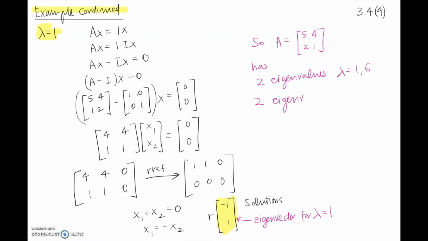You can't have an eigenvalue without an eigenvector. They go together. For the eigenvalue lambda equals 1, it was negative 1, 1. And for 6, it was 4, 1. So what we've done is we have just found the eigenvalues and eigenvectors for this matrix. And that's the job that you're going to have in this section, is they're going to give you a matrix and say find its eigenvalues and eigenvectors.